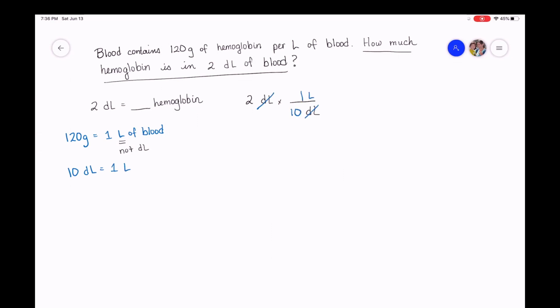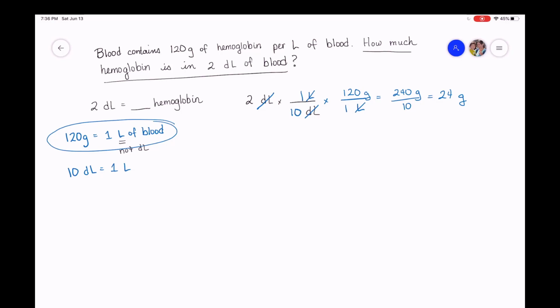I'll plug that in, and that gives me liters. So now I can put liters at the bottom and use my 120 grams equals 1 liter of blood. So let's go ahead and plug that in. Put 1 at the bottom and then 120 grams of hemoglobin at the top. So now I'm at grams of hemoglobin, so I'm where I want to be. I'll go ahead and finish solving it out, and I have my answer.